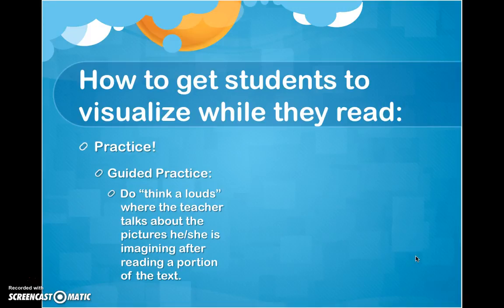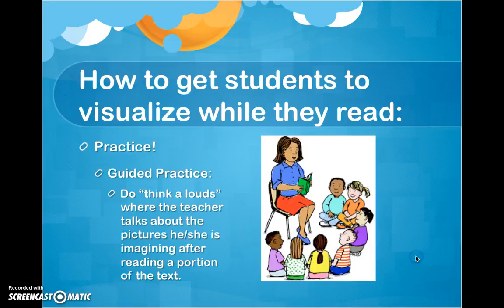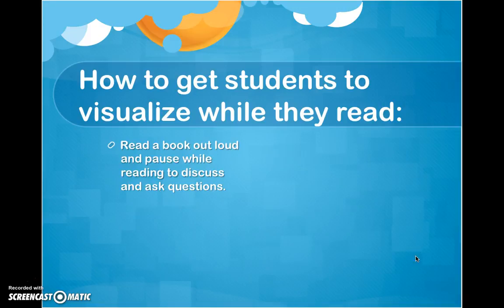One idea is to do a think aloud, where the teacher talks about the pictures he or she is imagining after reading a portion of the text. So he or she might be reading the text, and then they may pause and say, "When I was reading, I saw," and they would go on to say what pictures came to their mind as they read that part of the story. Another thing a teacher can do is read a book out loud and pause while reading to discuss and ask those right kinds of questions.